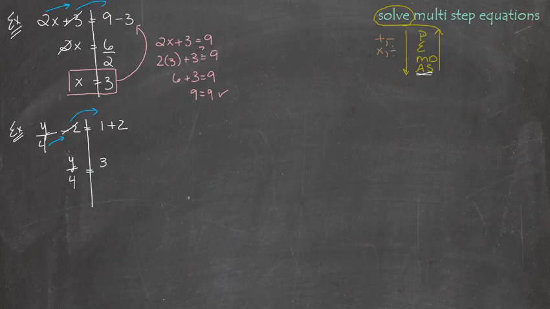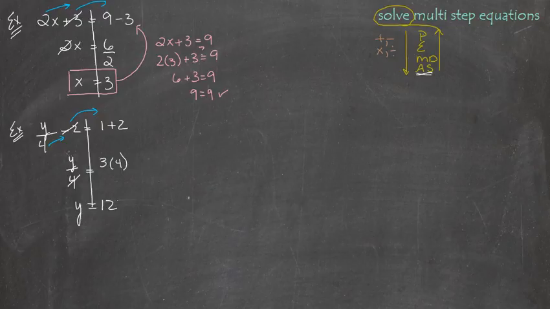Now I want to move the 4. How is 4 connected to y? By division. What undoes division? Multiplication. So I'm going to multiply both sides by 4, which means this 4 is going to disappear, because if I multiply this side by 4, I get 4 divided by 4. 4 divided by 4 equals 1, and that's the same thing as writing 1y, which is exactly the same thing as just writing y. So y equals 3 times 4, which is 12.